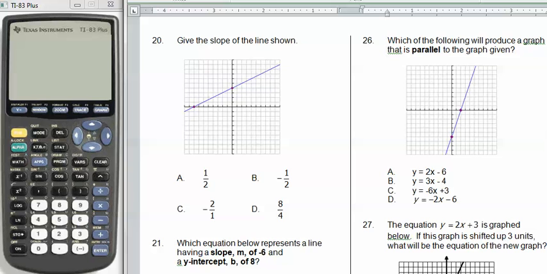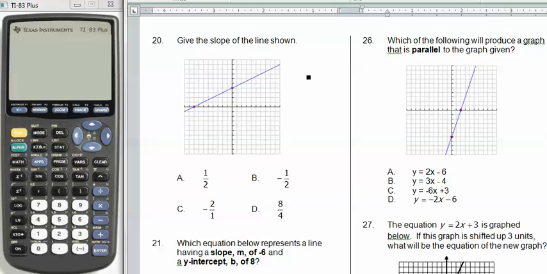Alright, this is page 3. Again, as on the other ones, I'm not going to just be circling answers. I will maybe say answers or give you a lot of hints. So if you're not listening, it's not going to do you a lot of good. So give the slope of the line shown.